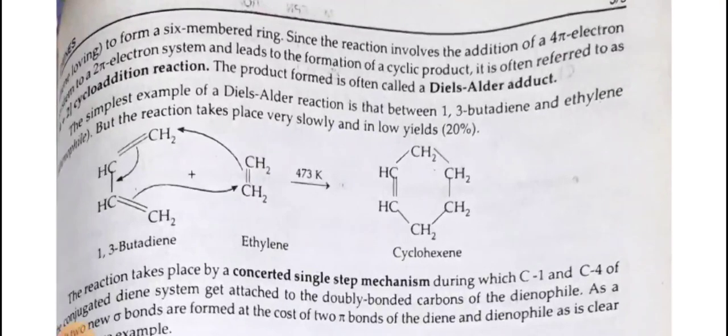Since the reaction involves the addition of a 4-pi electron system to a 2-pi electron system and leads to the formation of a cyclic product, it is often referred to as a cycloaddition reaction. The product formed is often called a Diels-Alder adduct. The simplest example is that between 1,3-butadiene and ethylene. But the reaction takes place very slowly and in low yield, that is 20%.